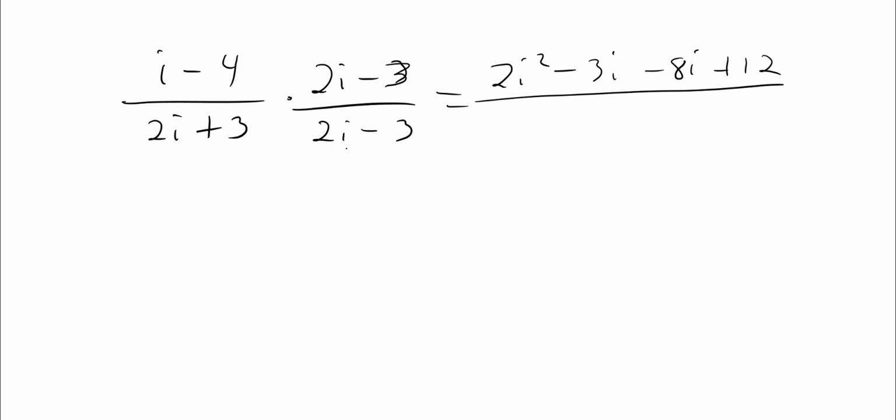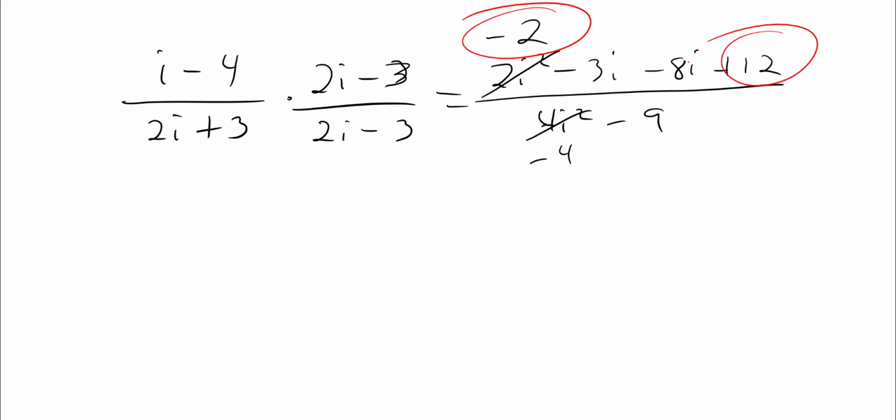In the bottom, remember, all you have to do is Florida. 2i times 2i is 4i squared. And then outside inside cancel, and then it's minus 9. Okay, anything we see with i squared becomes negative 1. So 2i squared becomes negative 2. That becomes negative 4. So negative 2 plus 12 gives us 10.